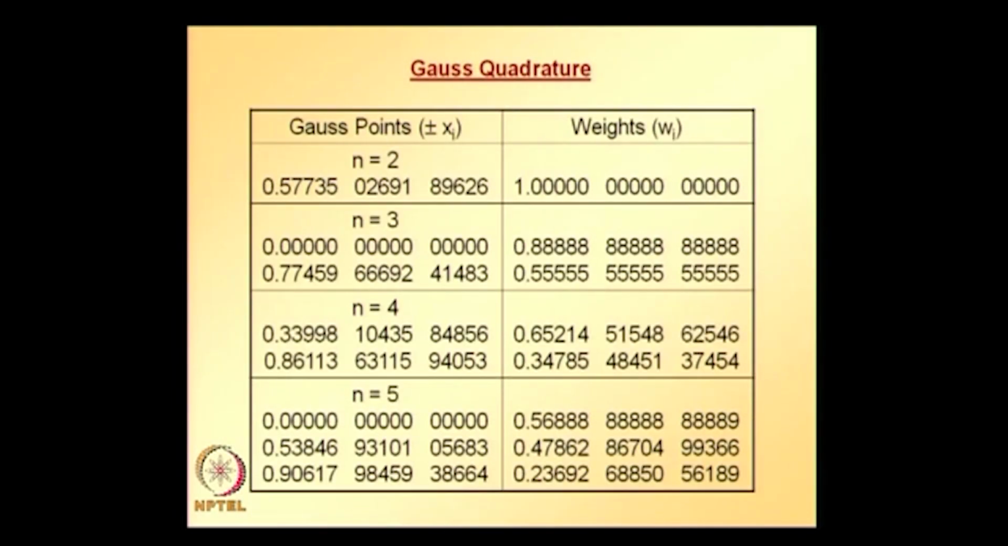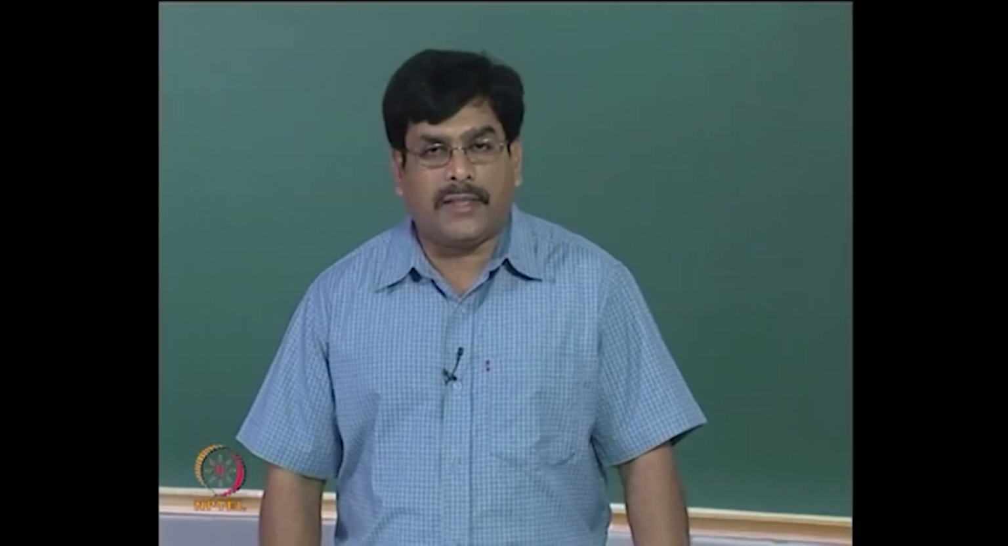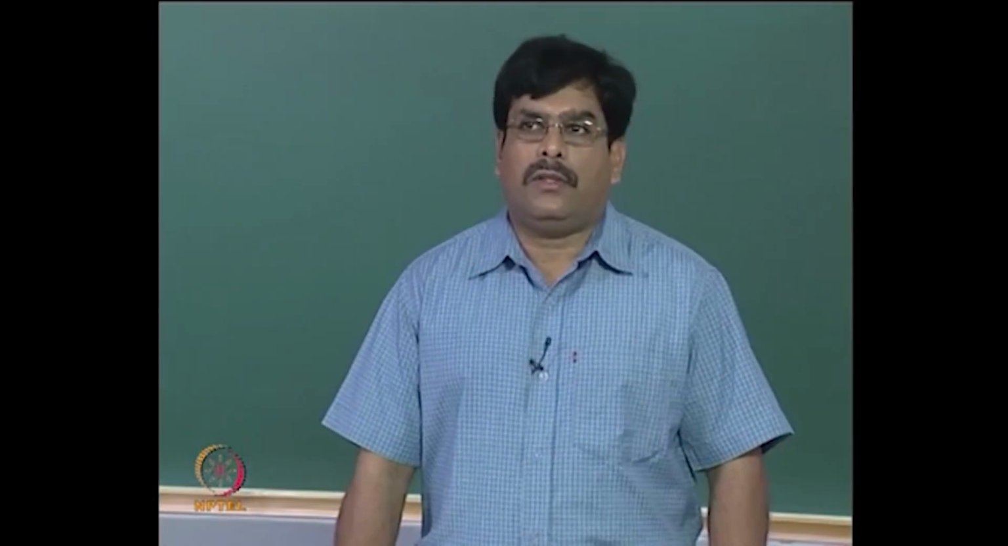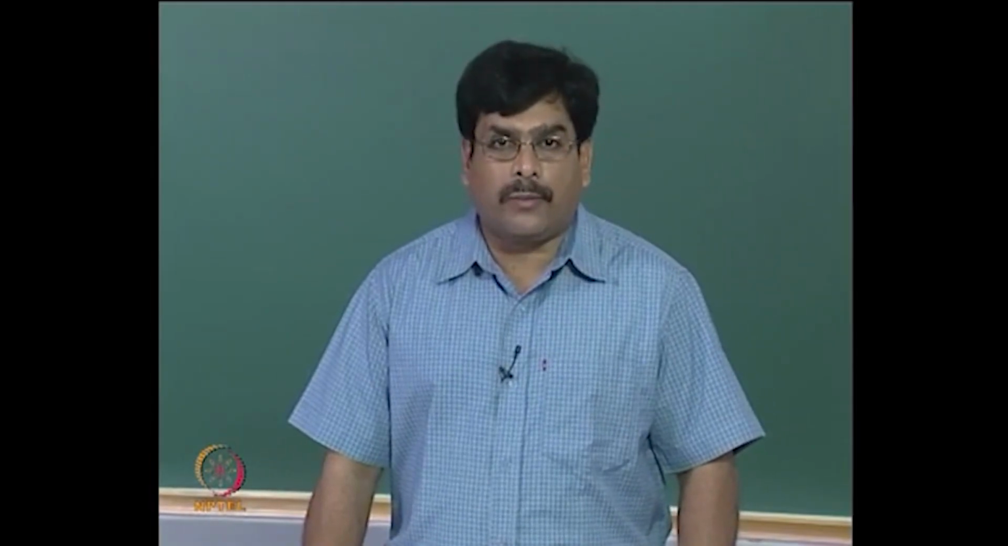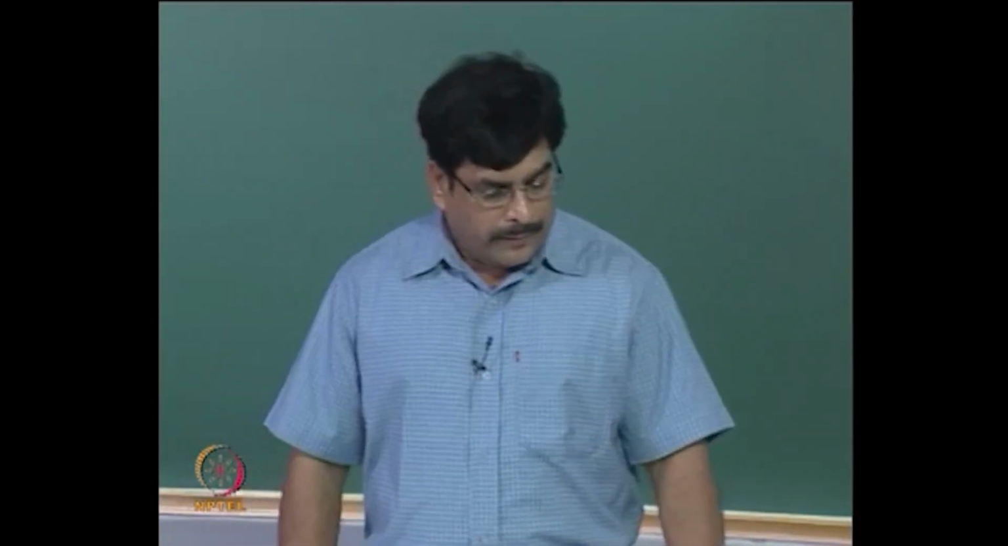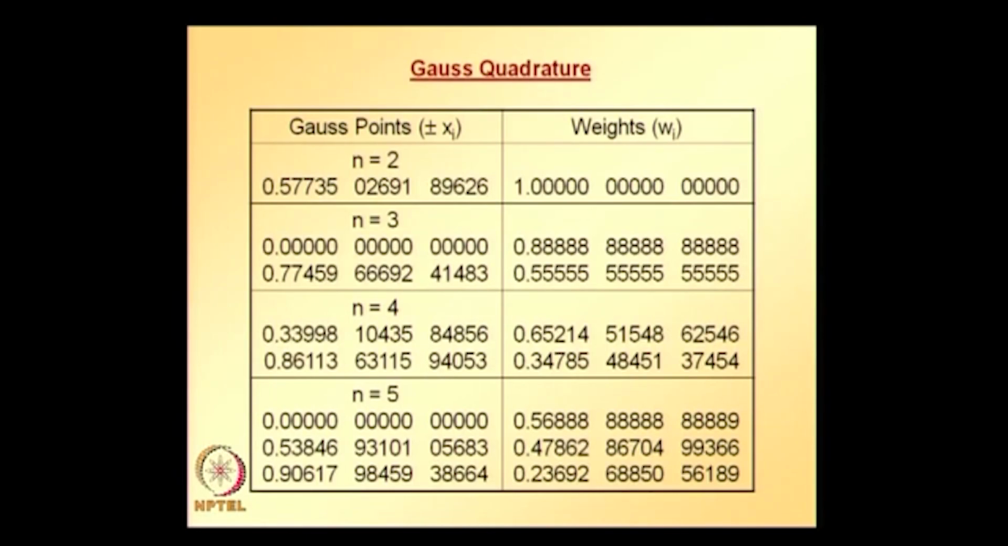And they are reproduced here. We have already looked at this earlier, except that the table starts from n is equal to 2. At n is equal to 1, the location of the integration point is 0 and the weight is 2. So, here this table gives from n is equal to 2 to n is equal to 10. In this portion of the table the points and weights for n is equal to 2, 3, 4, 5 are shown.